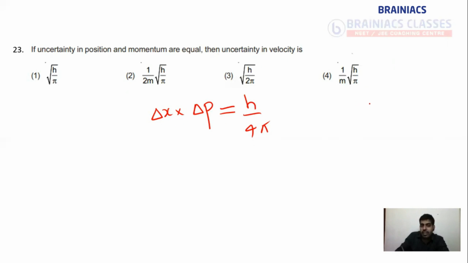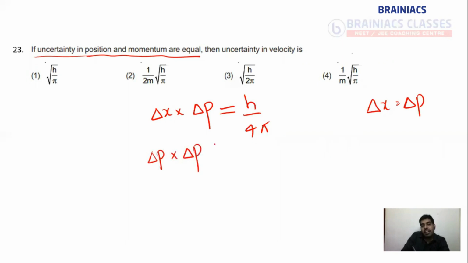So here they have given that uncertainty in position and uncertainty in momentum are equal. According to Heisenberg uncertainty principle, delta x into delta p is greater than or equal to h by 4 pi. Since they are equal, instead of delta x, you can put delta p itself. So delta p into delta p equal to h by 4 pi. That is delta p square is equal to h by 4 pi.